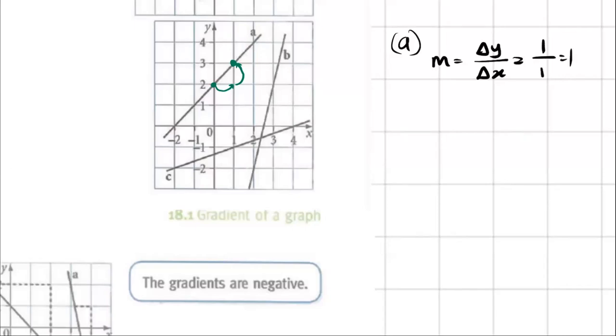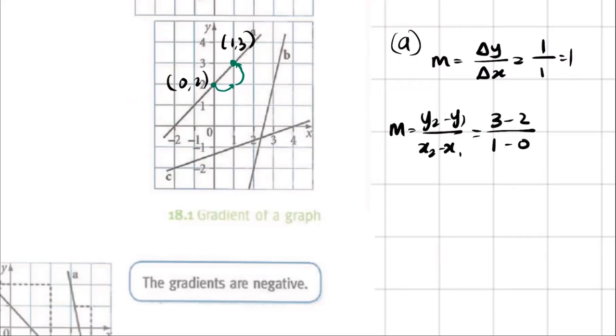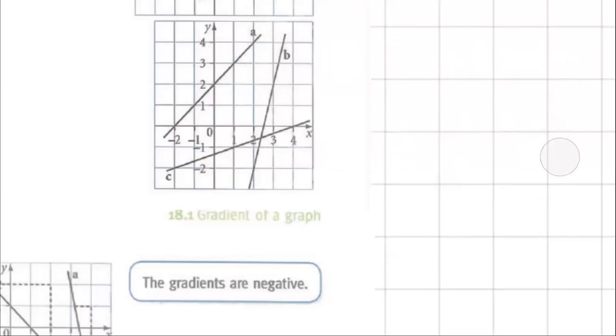If you want to use a coordinate, then sure, why not? Let's name the coordinates 1, 3, 0, 2. So m is equals to y2 minus y1 over x2 minus x1. If I have to write the formula every time, it gives you no excuse to not write it. 3 minus 2 over 1 minus 0. Same. Done. Let's look at B. This line.